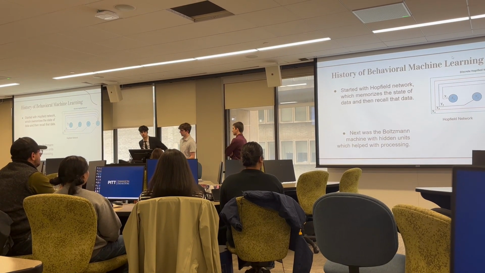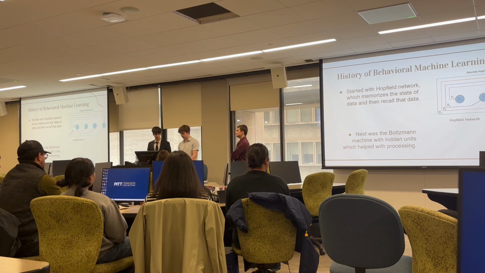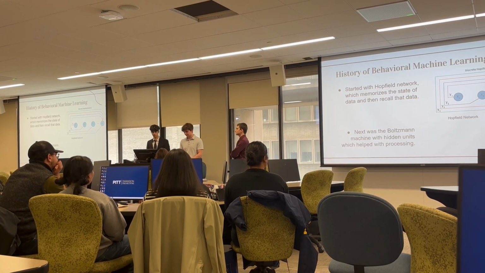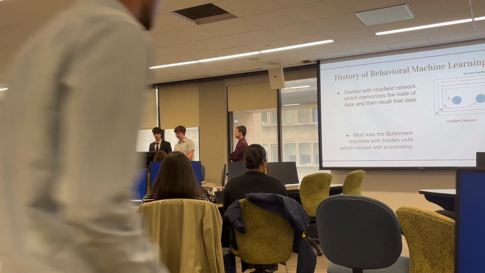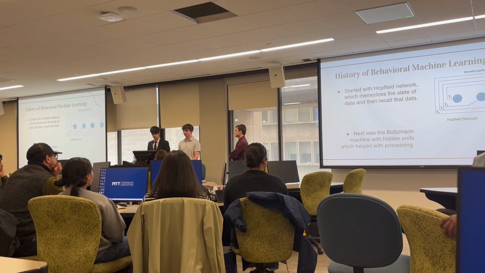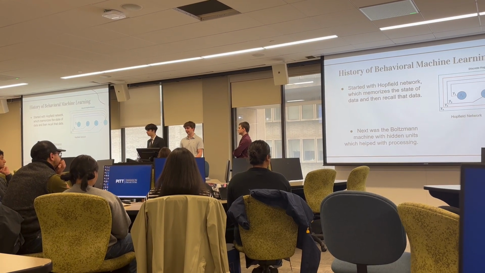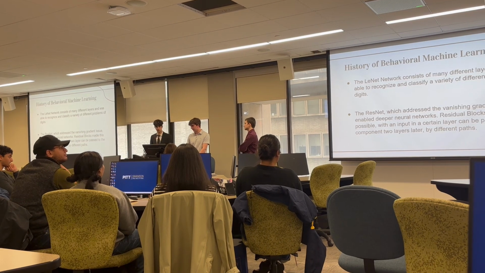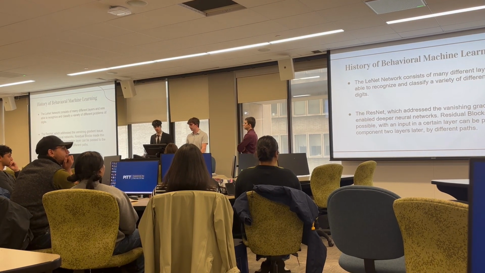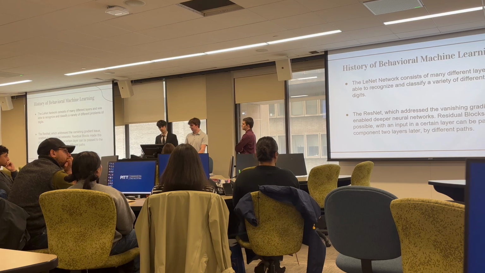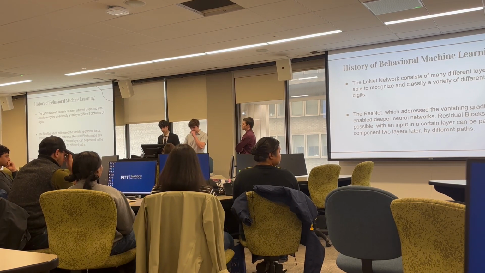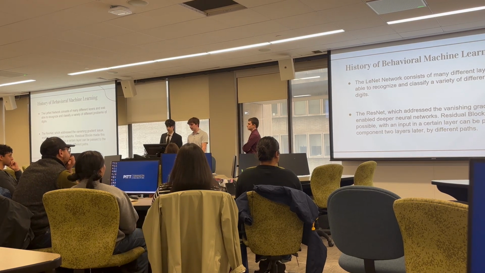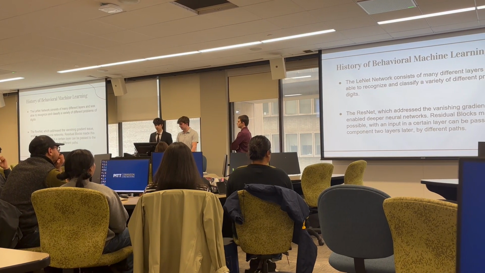So the history of behavioral machine learning started with the Hopfield network, which was just a computer which memorized the data and how to get from point A to point B. Then was the multi-layer machine, which implemented hidden units, which helped with processing and improved the data exponentially. Then it moved on to the LeNet network, which consisted of many layers and was able to recognize and classify data, and it was able to compute a variety of different problems with many different digits. And then finally what we have now is the ResNet, which addressed the vanishing gradient issue.